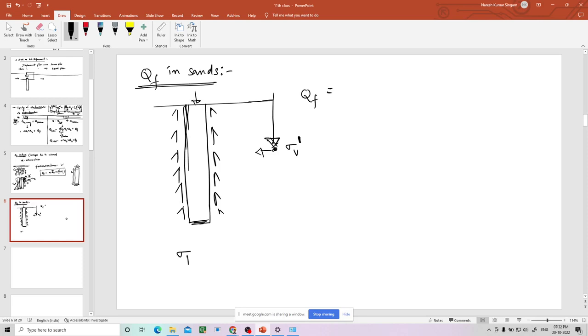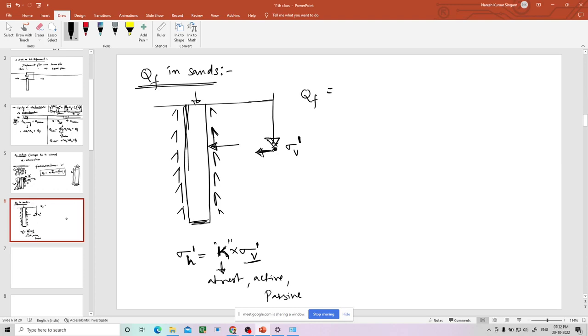So if you want to find horizontal pressure, you have to multiply the earth pressure coefficient with the vertical effective stress, then you will get horizontal effective stress. There will be three earth pressure coefficients. One is at rest, another is active, and another is passive. You have to multiply according to that. If you multiply this K value with sigma V, you will get horizontal pressure onto this pile.